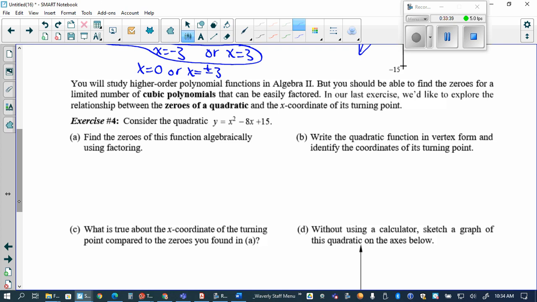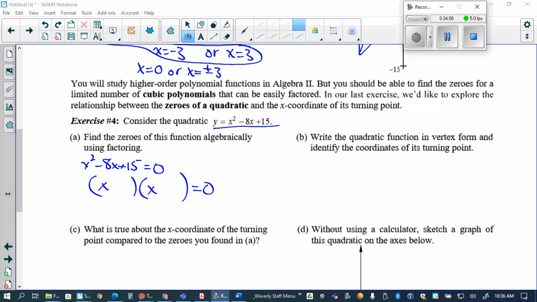Anyway, what are they doing here? We got quadratic x squared minus 8x plus 15. Why don't you guys work on this one? So find the zeros, which means you're going to take this function and make it equal what? x squared minus 8x plus 15 equals 0. Now this is a trinomial, right? It's just going to be two sets of parentheses, get halfway done. So go ahead and get this factored.